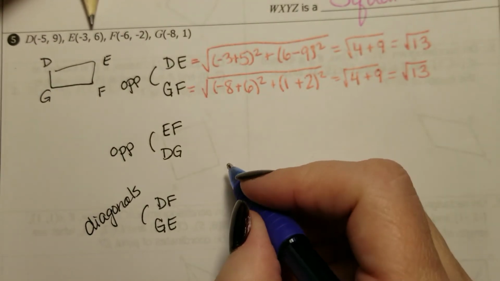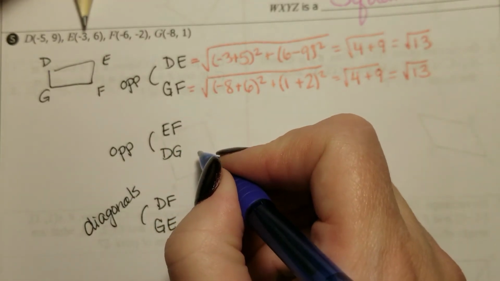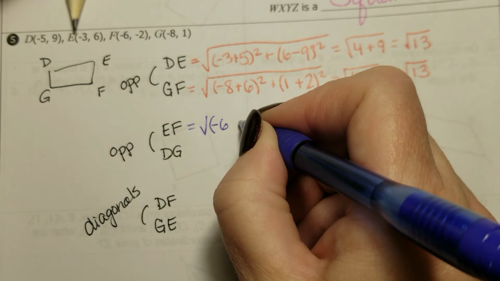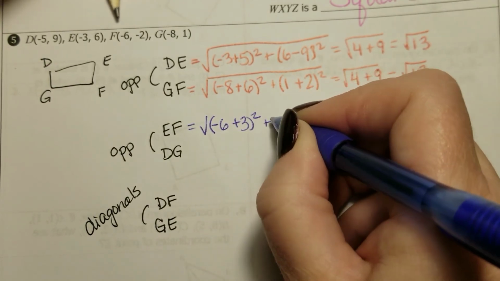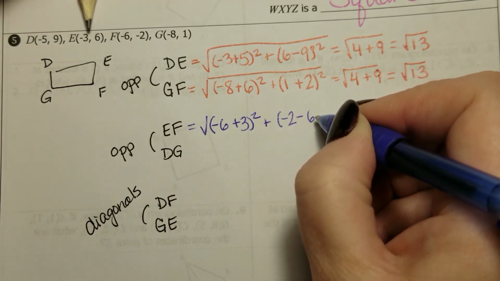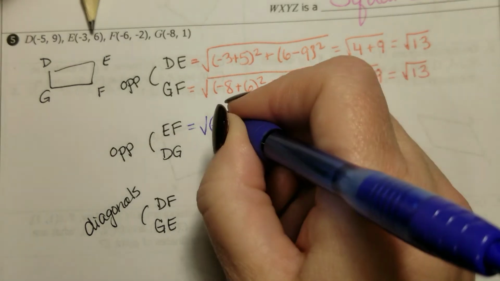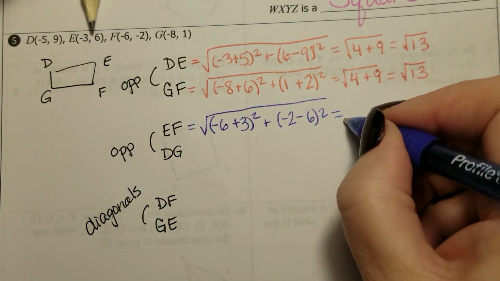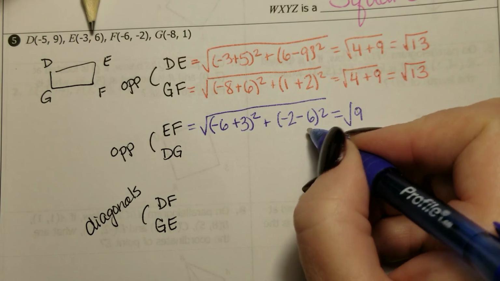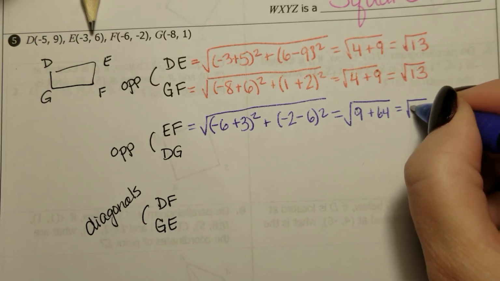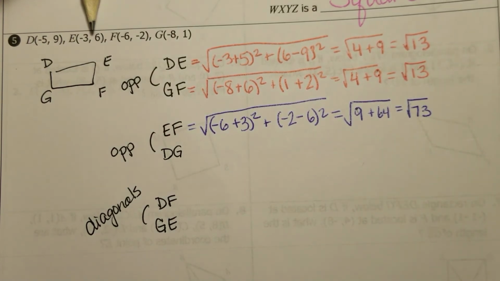Let's look at EF. So EF, we're going to do the square root of negative 6 minus negative 3 squared plus negative 2 minus 6 squared. Negative 6 plus 3 is negative 3. Negative 3 squared is 9. Negative 2 minus 6 is negative 8. Negative 8 squared is 64. And 9 plus 64 will give us the square root of 73. So it's not going to be a square or a rhombus. If this matches, then we will have a parallelogram.